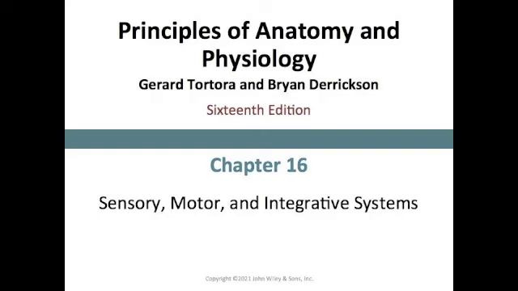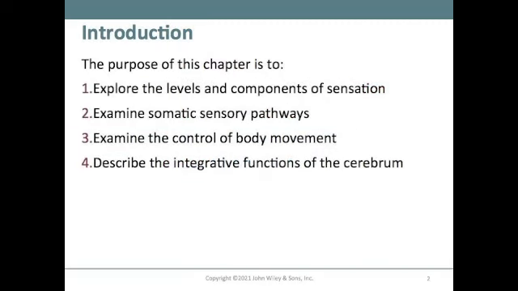Tonight's lecture is over Chapter 16 in your textbook, Sensory, Motor, and Integrative Systems. Chapter 16 begins on page 569. The sensory and motor pathways of the body provide routes for input into the brain and spinal cord and output to targeted organs for responses such as muscle contraction.